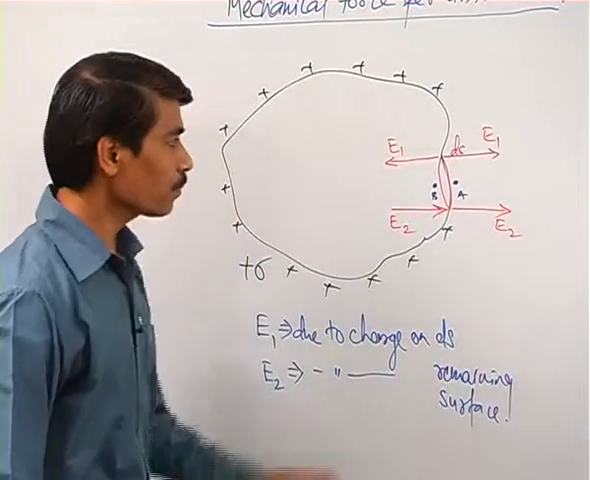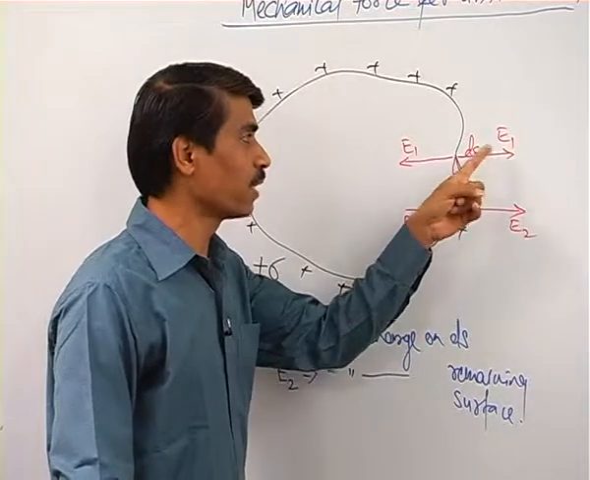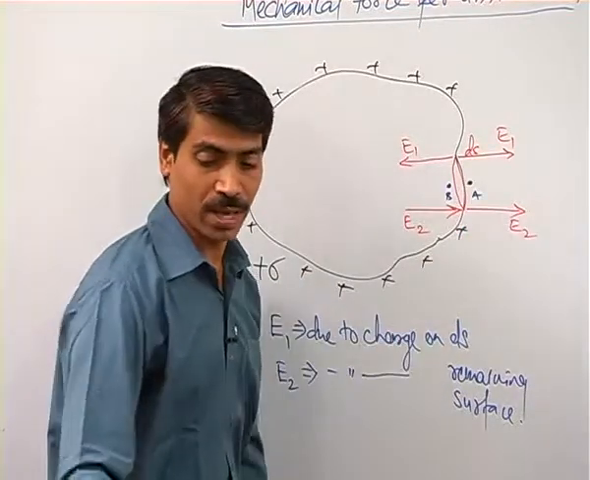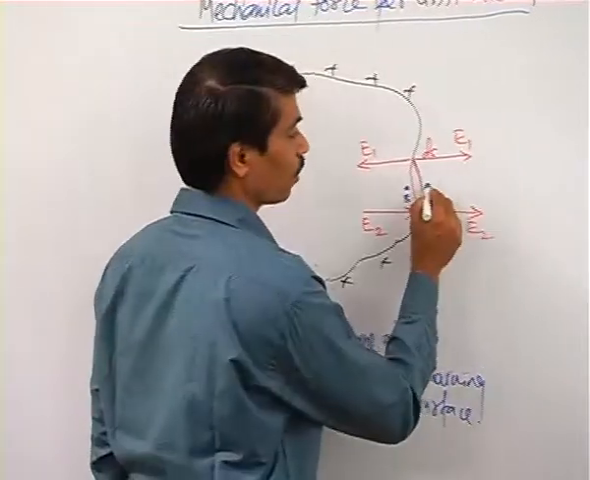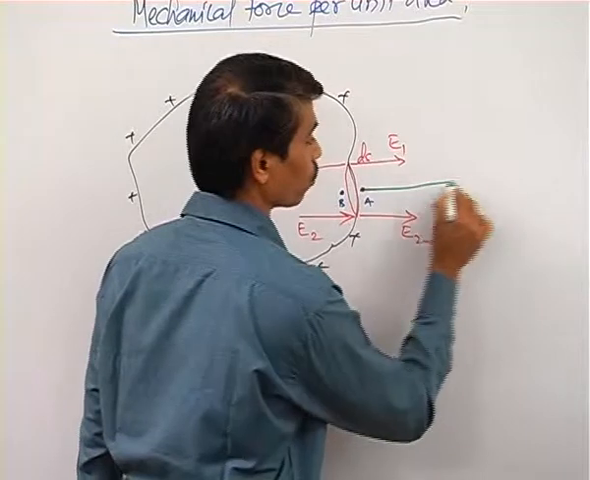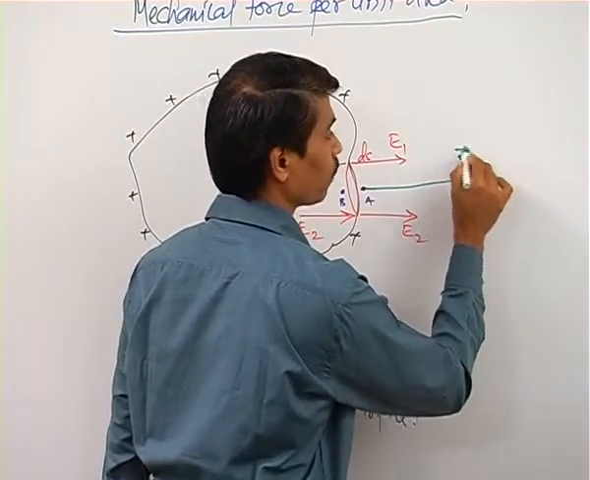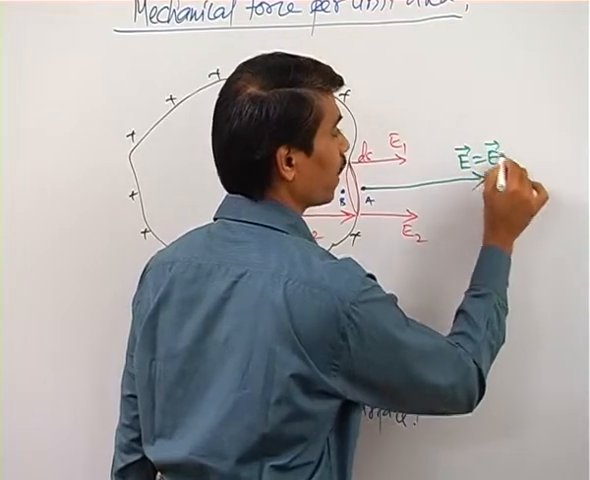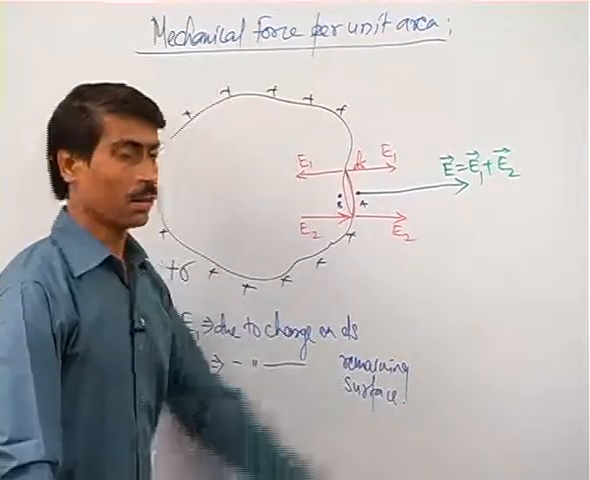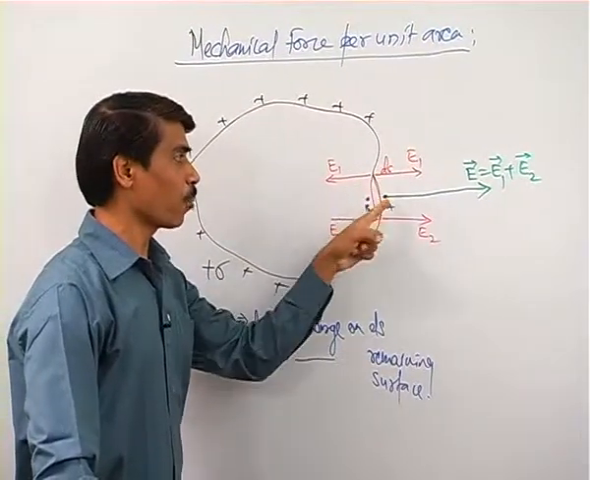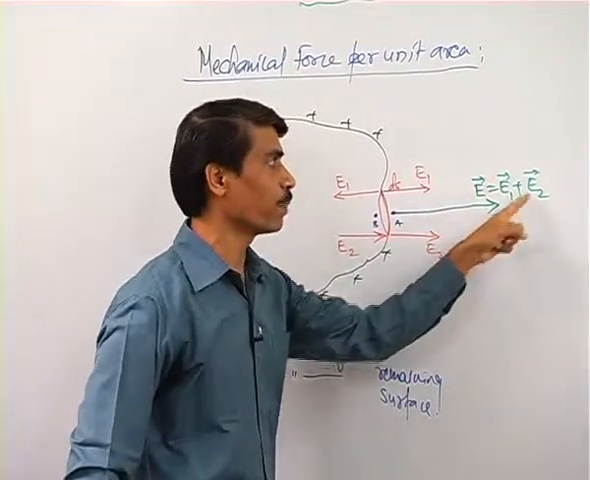Alright. Now point A is just outside. See the directions of E1 and E2 outside. The directions of E1 and E2 are the same. Therefore the resultant of E1 and E2, I can show this way, is equal to E1 plus E2. I am taking plus because their directions are the same for a point just outside, and therefore E is equal to E1 plus E2.